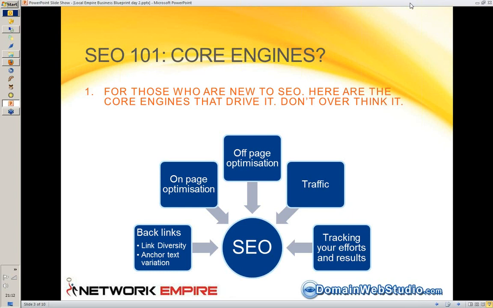So just to really dumb this right down, I like to zoom out and look at things from an objective perspective. When you look at SEO, you basically need backlinks, link diversity, anchor text variation, on-page optimization, off-page optimization, traffic, and tracking your efforts and results. Those are the basic core elements that exist when you're doing this whole process.